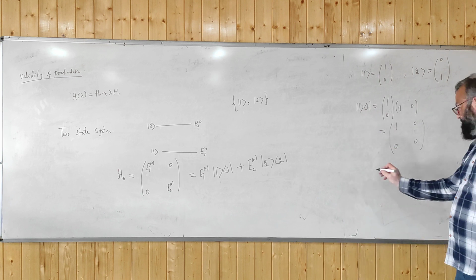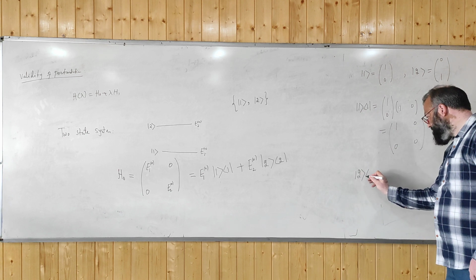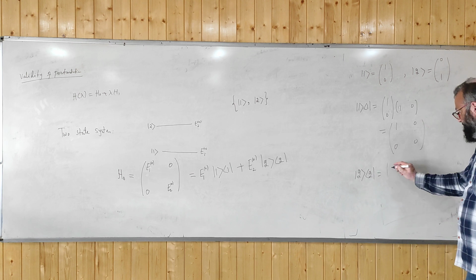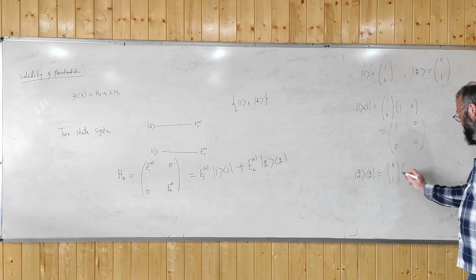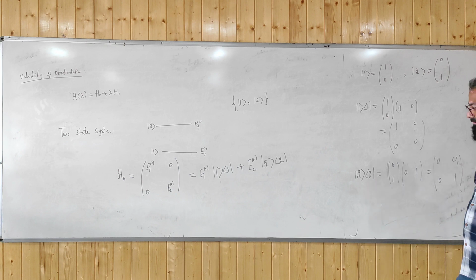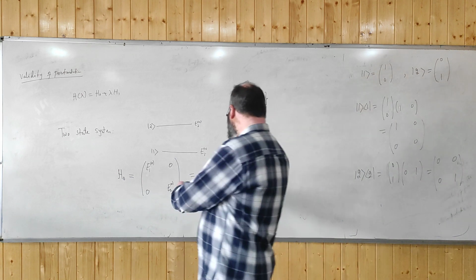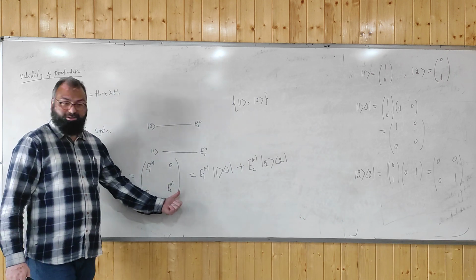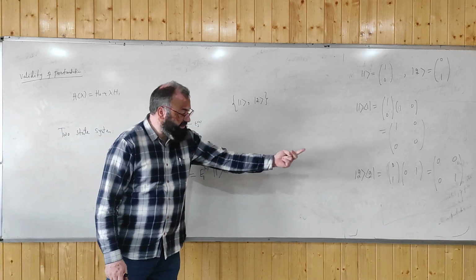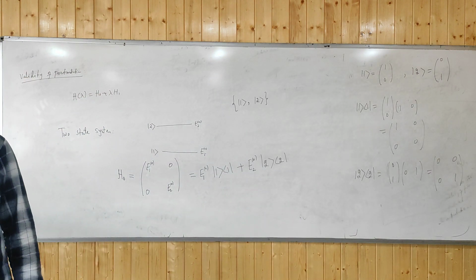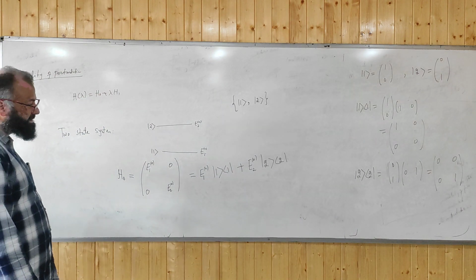Clear? Okay, so now let's write |2><2|. So what is that? It is equal to (0, 1) times the row (0, 1). What is that equal to? [[0, 0],[0, 1]]. Clear? Now you can see, put this matrix here. So what do you get? E1 times [[1, 0],[0, 0]] plus E2 times that matrix. Got it? Okay. Now let's add a perturbation to this very system.